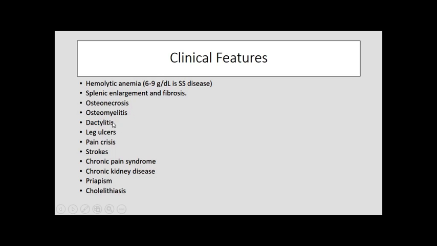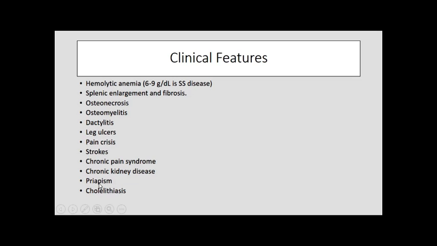Dactylitis, which is inflammation in the fingers, that sometimes looks like sausages because of the inflammation. Ulcers because of the infarctions and necrosis in the legs. Many different painful crises. Strokes because of occlusion to the circulation in the brain. Okay. Chronic pain syndromes, chronic kidney disease, all of this from thrombi, occlusion to the microcirculation in the kidneys. Priapism, one of the crises that can appear if there is occlusion, okay, in the veins of the penis.